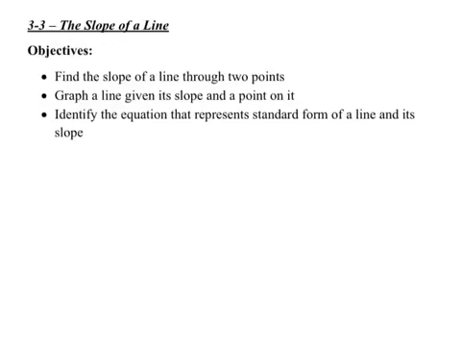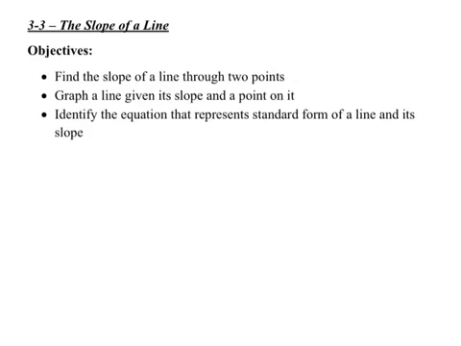Let's talk about the three objectives for the slope of a line. First, we're going to find the slope of a line through two given points. Then we're going to graph a line and its slope. Graph a line given its slope and a point. And then third, we're going to take a look at standard form and its slope in standard form.